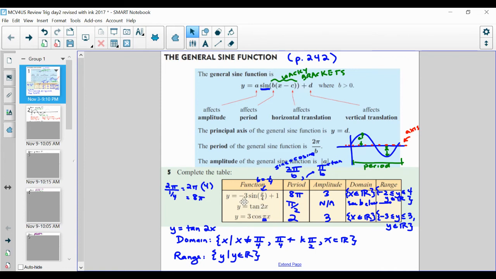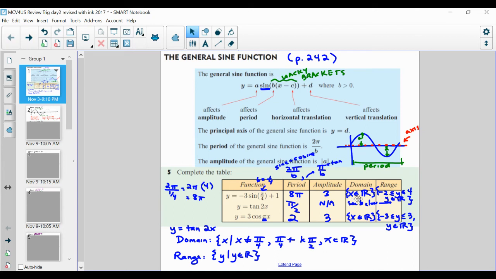So for example, here, this function has an A value of -3. That means the amplitude is 3. It has a B value of 1/4 because it's 1/4 times the x. So the period is 2 pi divided by 1/4, or 8 pi. And it has a D value of 1, which means all of the points are shifted up 1 unit. Okay, the axis is shifted up 1 unit.